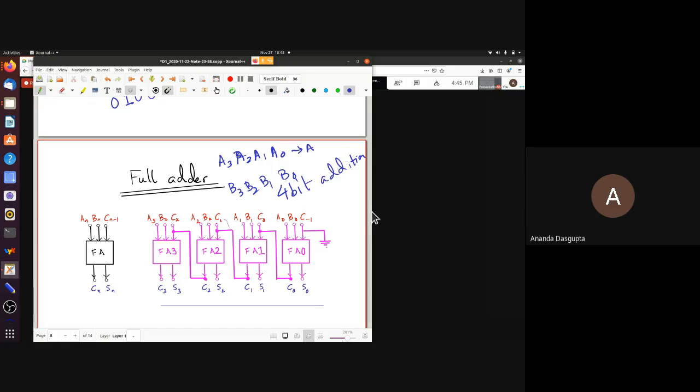Of course, you could have said that instead of the first full adder, I could have used a half adder here and used full adders for the rest. But the important thing is you essentially need to add 3 bits. That's why you need a full adder. Half adder will not do for addition.